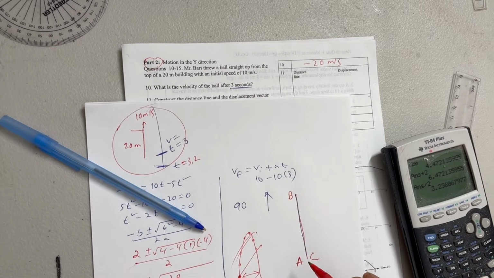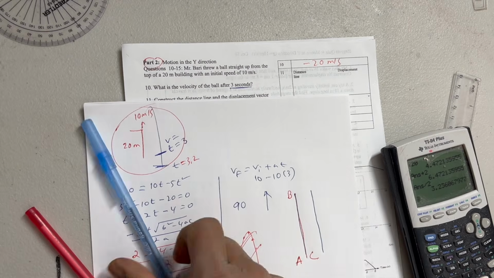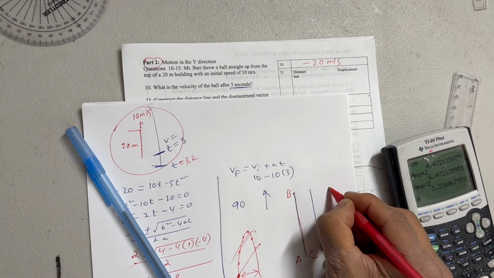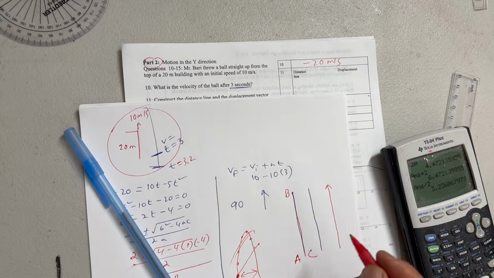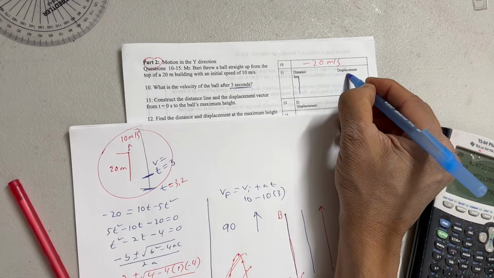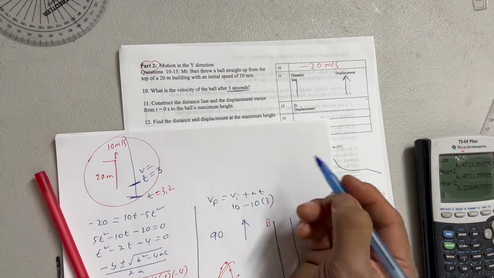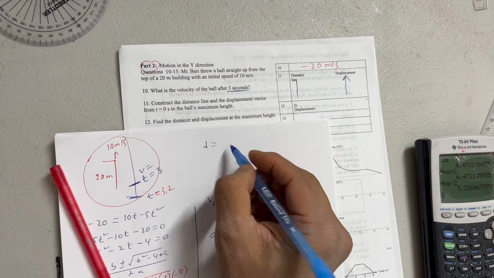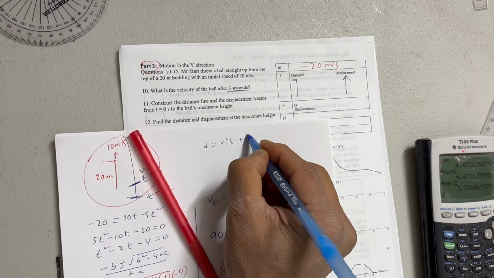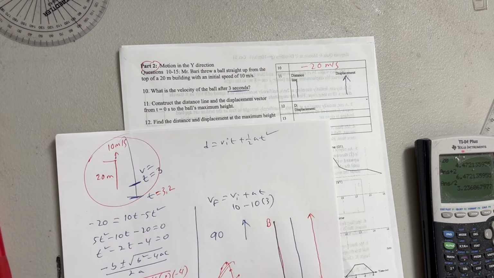Okay, so now what is the distance? This is the distance line. What is the displacement? This is the displacement. Okay, so you're going to draw it. This is distance, this is displacement. Okay, you're going to find the distance and displacement. Well, that's very easy. It is equal to Vit plus half at squared. To find the displacement at max height, we have to draw it like a parabola.